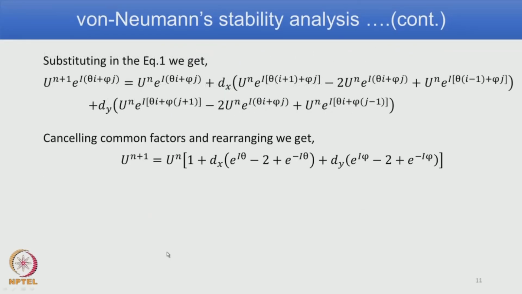We rewrite again that expression, cancelling all the common terms from left hand side as well as right hand side. Finally, you get the expression as shown here as capital U n plus 1, which is related at n plus 1 level to the same variable at nth level in this way.